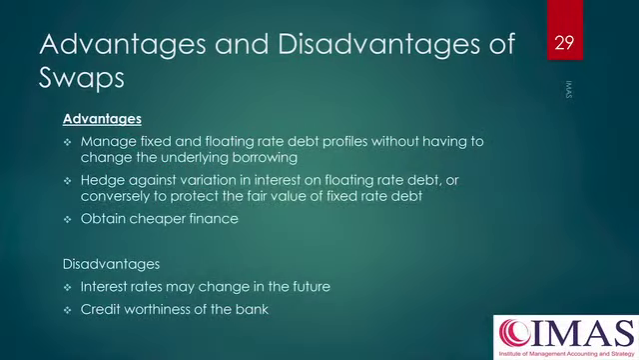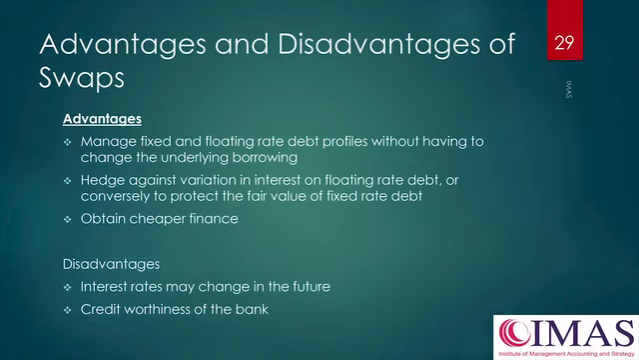Now on slide number 29, we're looking at advantages and disadvantages of swaps. So we start with advantages. They help to manage your fixed and floating rate debt profiles without having to change the underlying borrowing. We looked at different questions where you can move from fixed to floating. The reason to move from fixed to floating is you're anticipating that interest rates are going to fall. From floating to fixed, you're anticipating interest rates are going to increase. Swaps are also used as a hedge against variation of interest rate on floating rate debt, or conversely to protect the fair value of fixed rate debt. When you looked at hedge accounting, if a company is hedging against cash flows, they want to move from variable to fixed. If a company is hedging against fair value changes, they move from fixed to variable.